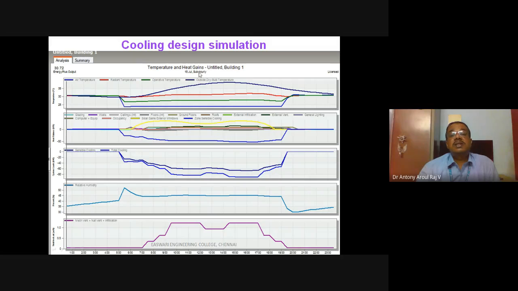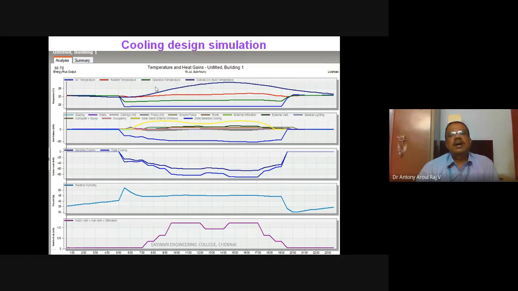First, the location is Chennai. And the calculation we are doing is for 15th July. I'll tell you why we are doing it for 15th July. Morning we are starting the air conditioner. In Chennai, it will be air conditioning only. So this is the outside dry bulb temperature, and it is rising. And we have radiant temperature and operative temperature.